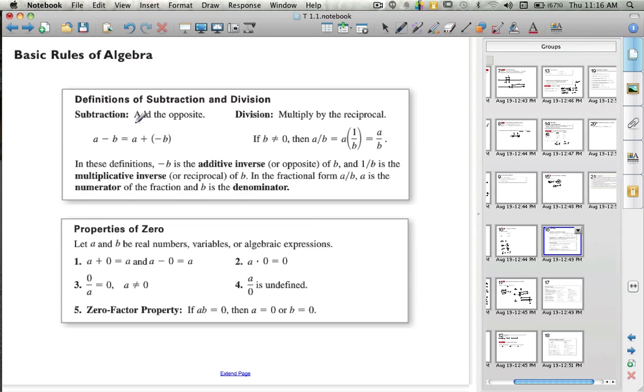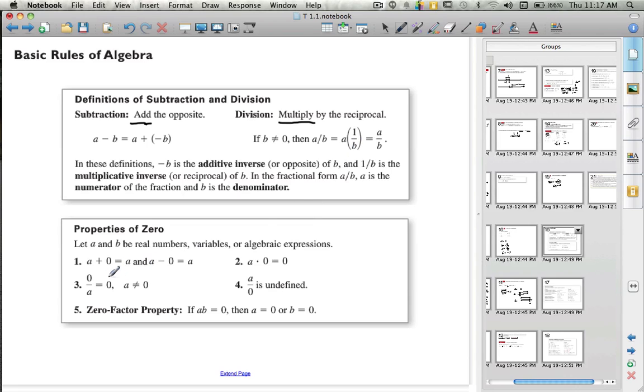So we've got rules like the definitions of subtraction and division. You notice that the definition of subtraction is adding the opposite. That, by the way, is why subtraction and addition occupy the same location in order of operations. They're the same basic operation. And division is multiplying by a reciprocal. So division and multiplication share a slot in order of operations because they are inherently the same basic operation.